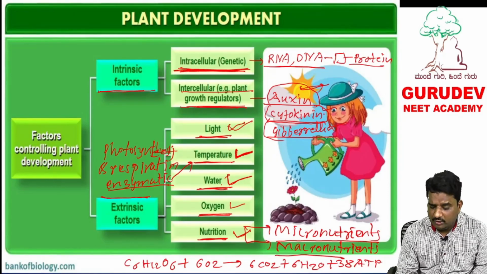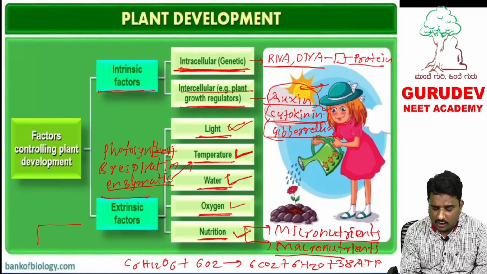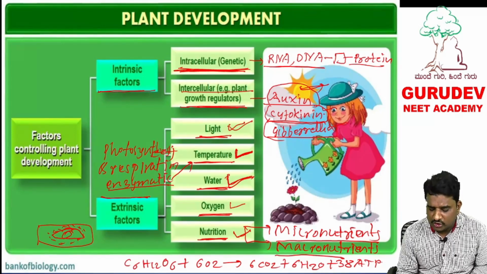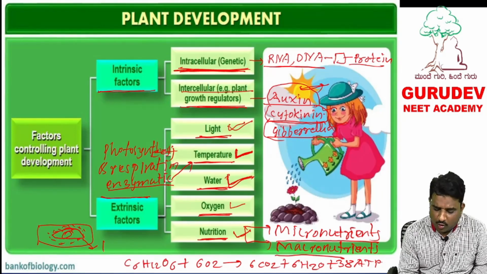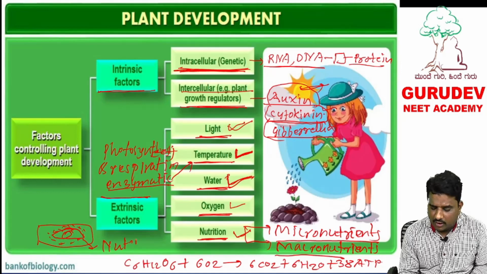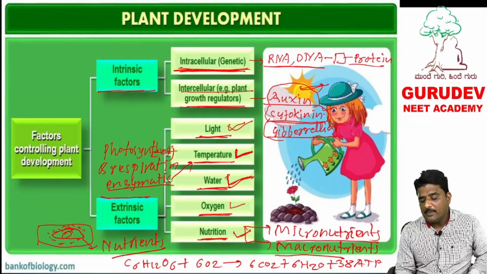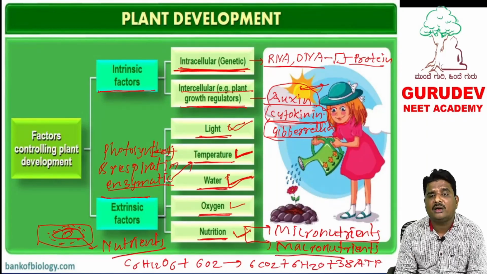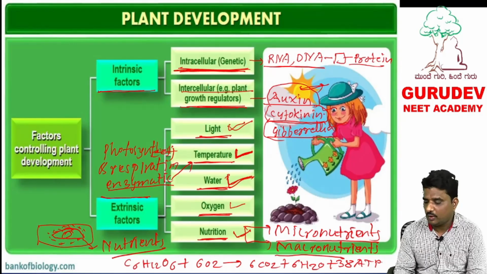And remember, during differentiation, vacuolization happens. The protoplasmic content of the cell increases, and vacuole size increases. For vacuolization, what is essential? Water is essential. For protoplasm formation, what is required? Nutrients are also required. So remember, these are all the factors responsible for plant development.